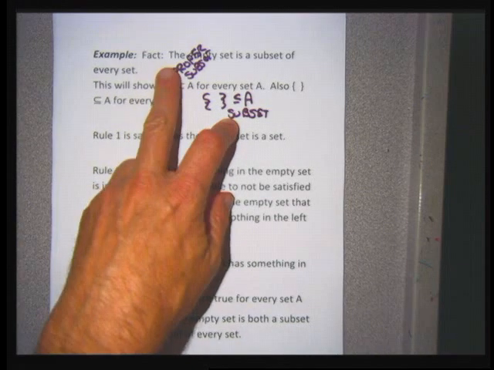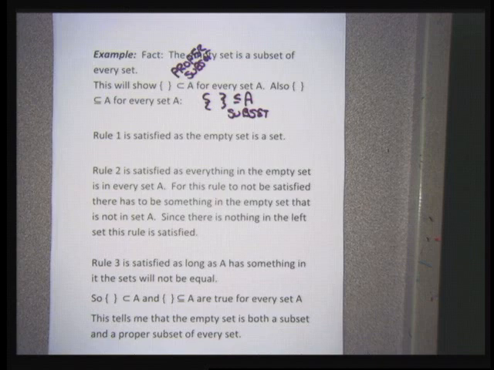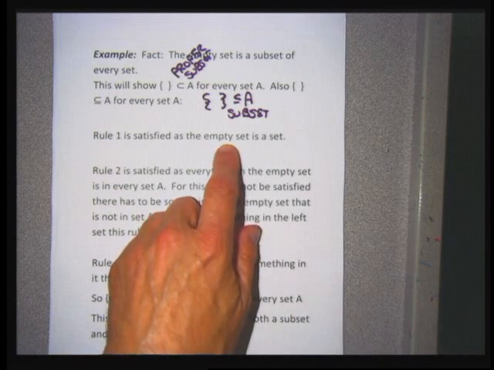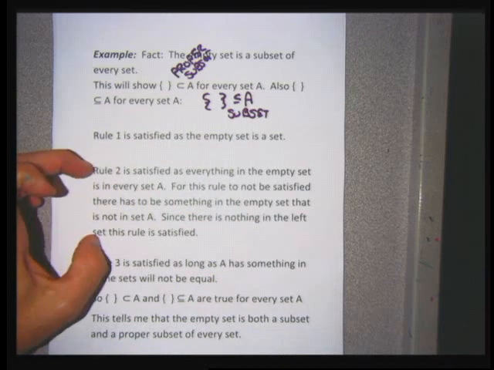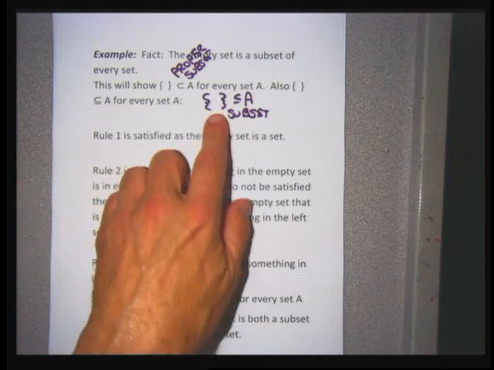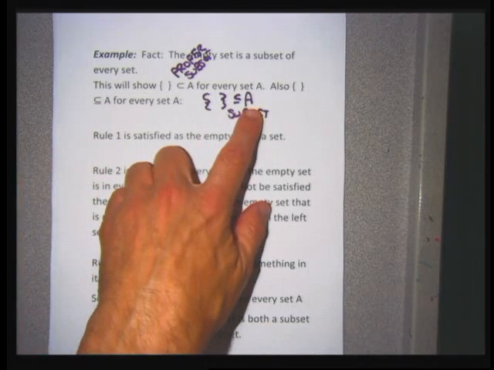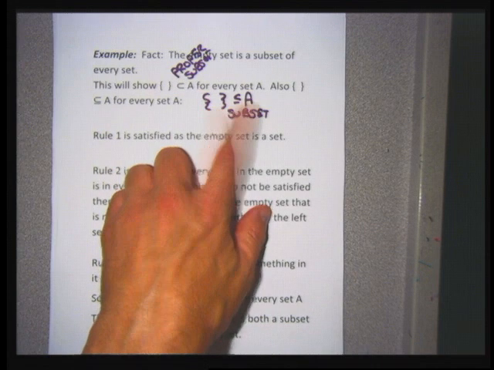To be a proper subset, you need to satisfy a 3rd rule, that the sets are not equal. And by default, rule 1 is true. The empty set by definition is a set. It's called the empty set, so it's a set. And for rule 2 to be true is a little bit tricky. For rule 2 to be violated, there has to be something in the empty set that's not in the set that you're comparing it to. And because the empty set doesn't have anything in it, you're never going to violate this rule.